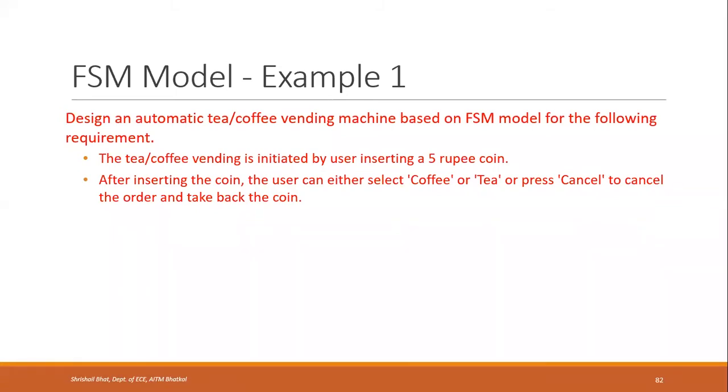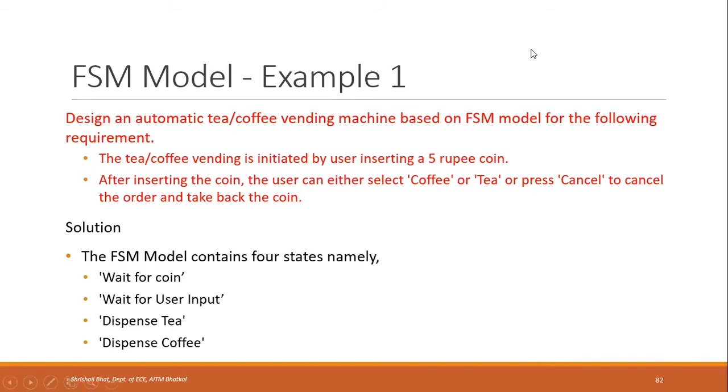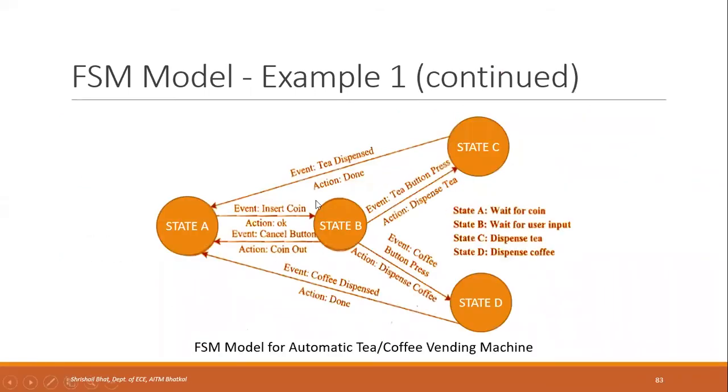So for this, as a solution, I had given you hints also, I mean, the states. There can be four different states: wait for coin, wait for user input, dispense tea and dispense coffee. So taking these four states into consideration, we can have an FSM model like this. State A is wait for coin state. State B is wait for user input. State C is dispense tea. State D is dispense coffee.